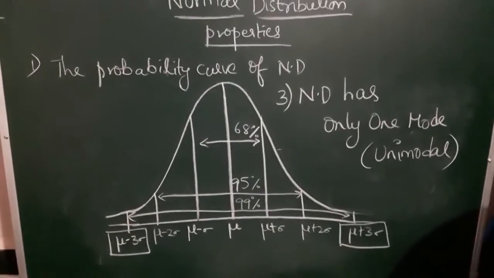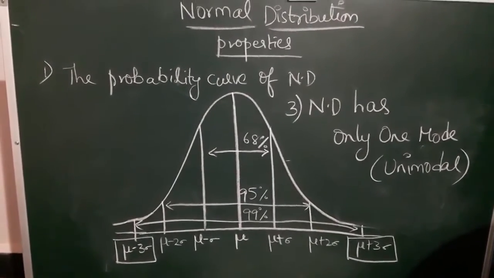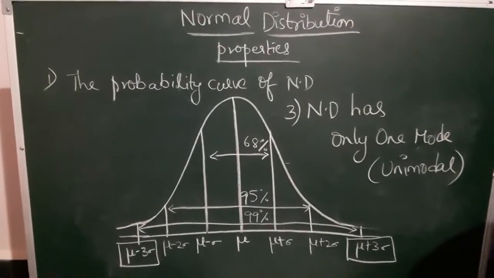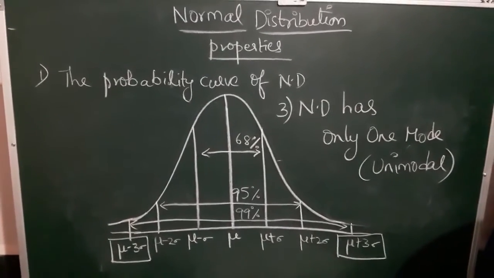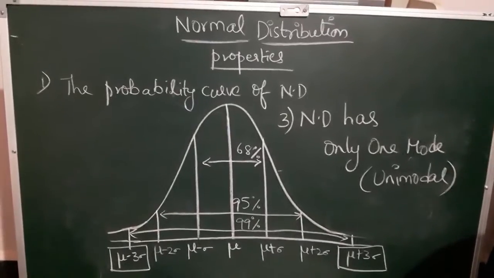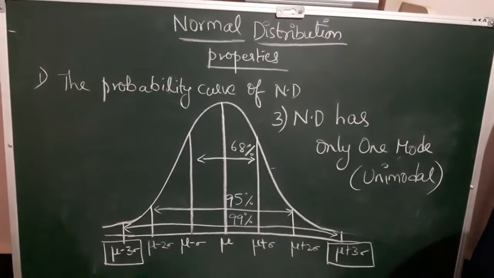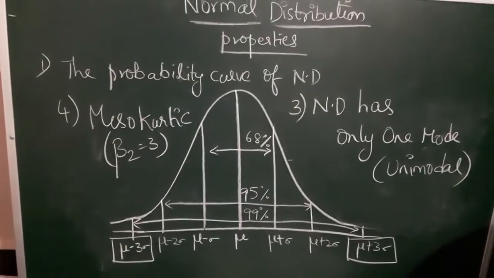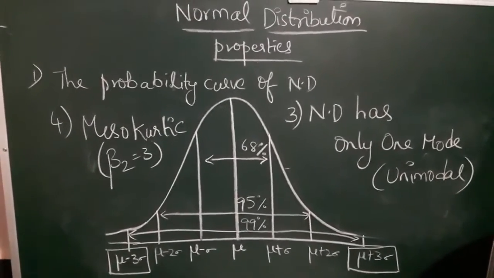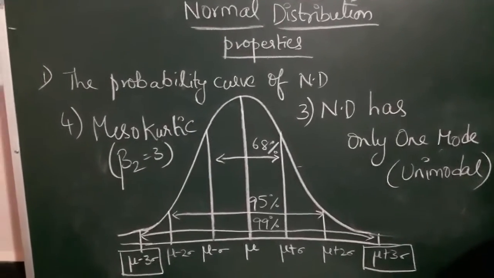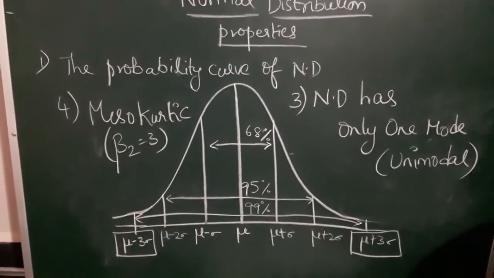Now among these 3, what kind of curve shape can you observe here? Is it leptokurtic, mesokurtic, or platykurtic? Yes, absolutely, it is a mesokurtic curve, which is normal. That means what is the value of beta 2? Beta 2 value is 3. So the fourth property is that the normal curve is mesokurtic, that means beta 2 is equal to 3, right? Now I am going to discuss a few more properties.